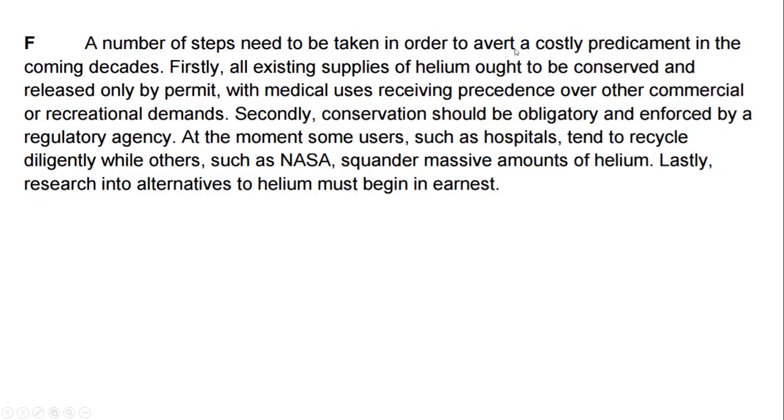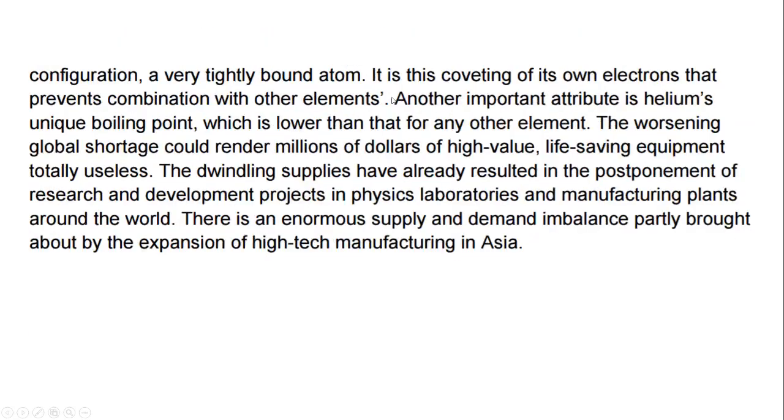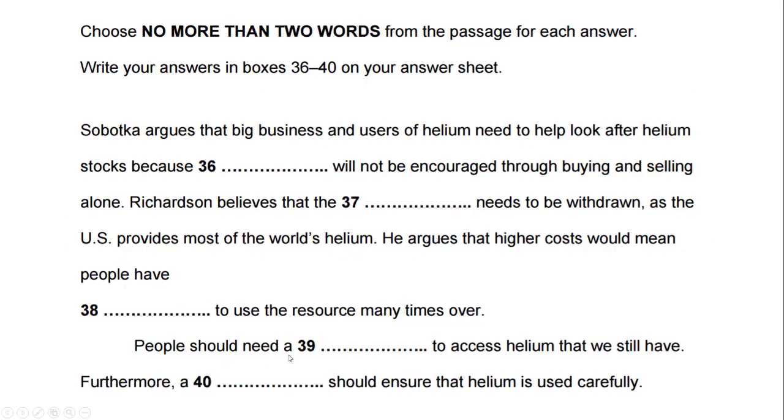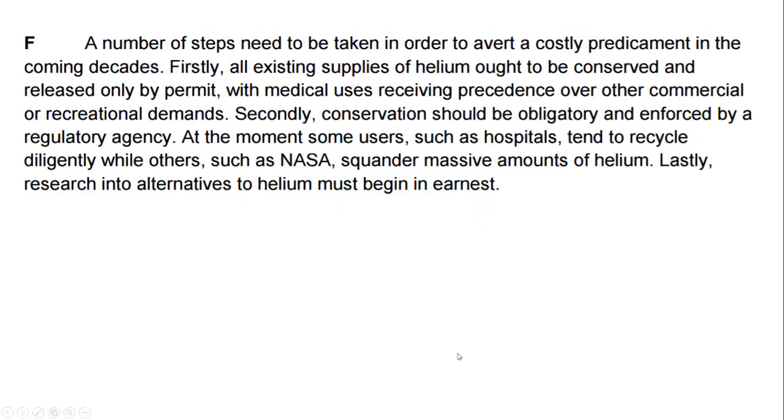A number of steps need to be taken in order to avert. Firstly, all existing to be conserved. Released only by permit. Permit is a synonym of license. People should need a permit to access helium that we still have. So you see how powerful prediction is there? Because I predicted that, that means that it was really easy and really quick to find the answer. So let's go back, double check, permit, yeah, so it's permit.